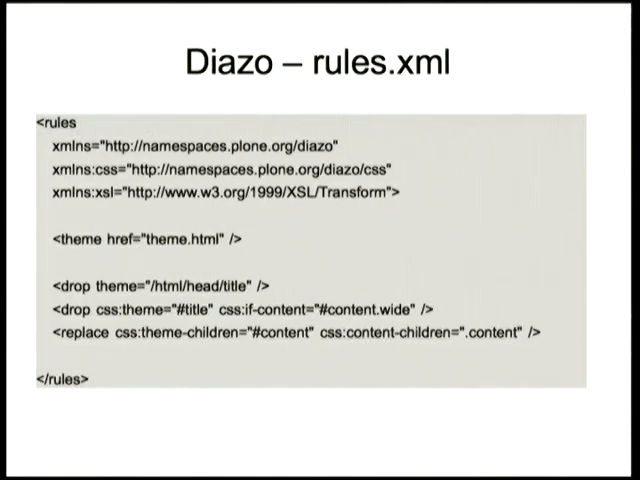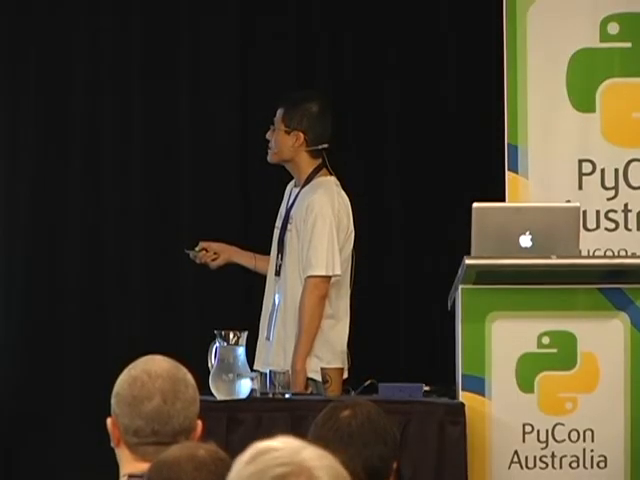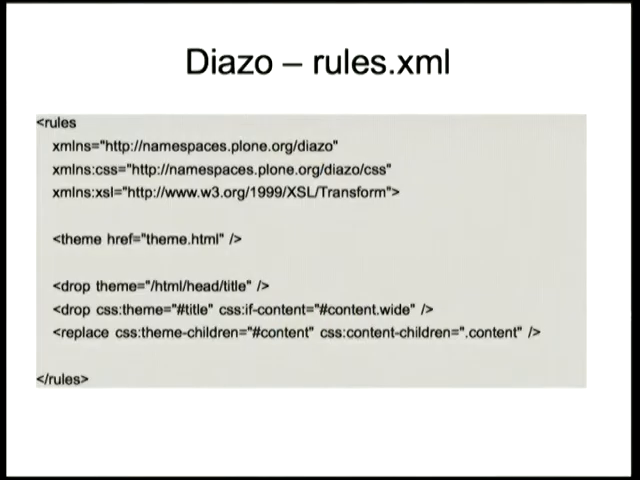Basically, we have the theme file. Let's say I want to drop the title from the theme, so I don't want the title to be displayed on the final site. This indicator is the theme, and this is XPath syntax, and this is CSS syntax. This statement means drop the title from the theme if the content has this ID with a class. So basically I want to drop the title if the content has this class.